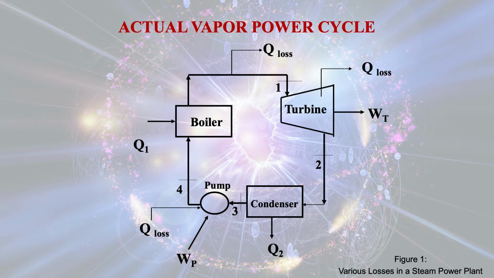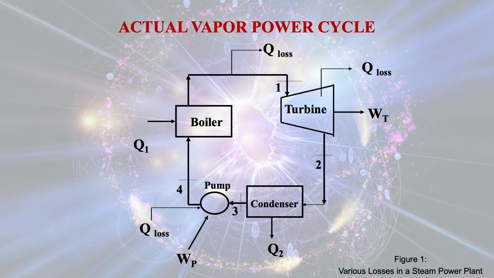After that, the low pressure and low temperature steam coming out of the turbine enters the condenser. In the condenser, heat Q2 is given out to the outside, and the low pressure, low temperature steam is converted into water. Then the pump pumps that water to the boiler and thus completes the cycle.